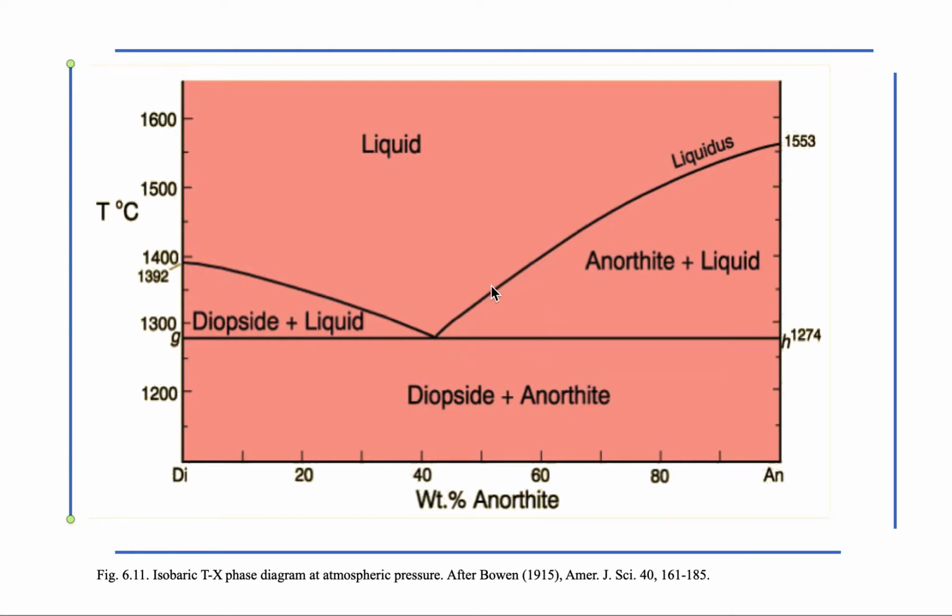Here we're going to use this very nice diagram from the textbook on igneous and metamorphic petrology from John Winter to explain the binary eutectic. It is binary because we have just two components, diopside and anorthite.